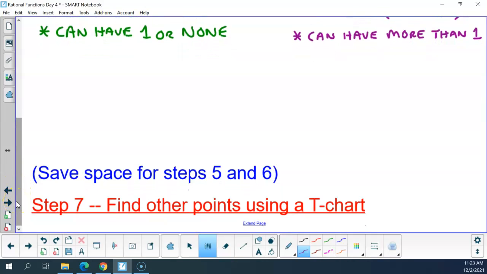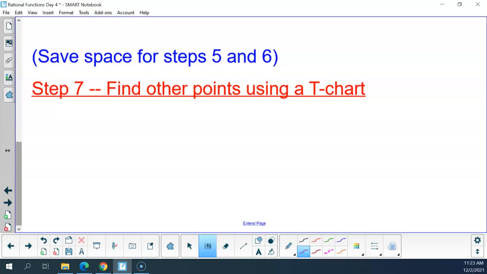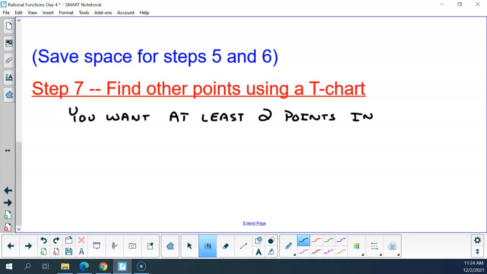Okay? So step 7 says that we're going to find other points on our graph using a T-chart. Okay? Because that's going to tell you where your graph's going to go. At least 2 points in each zone.